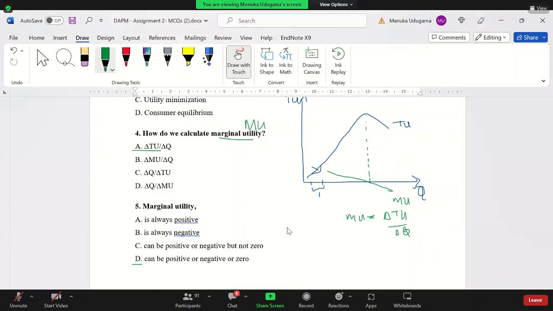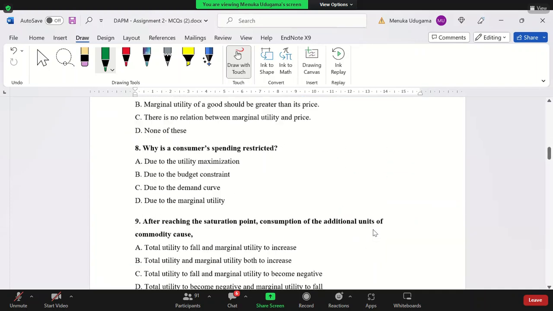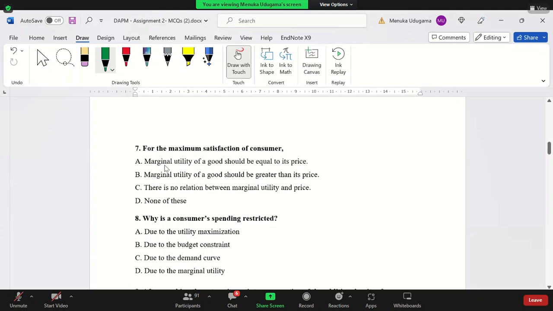Very good. It can be positive. So on this part, it's positive. Here, after this point, it's negative. And at this point, it's 0. So it can be positive, negative, or 0. Then for the maximum, so feel free to stop me if you want me to clarify that again or explain that again. For the maximum satisfaction of consumer, what's the answer for this one?